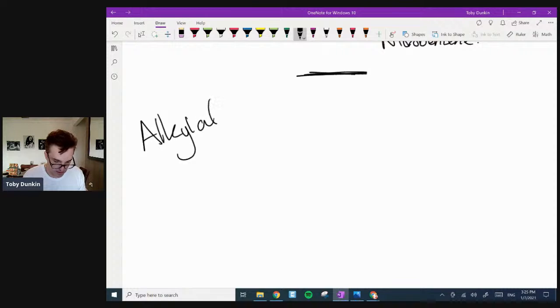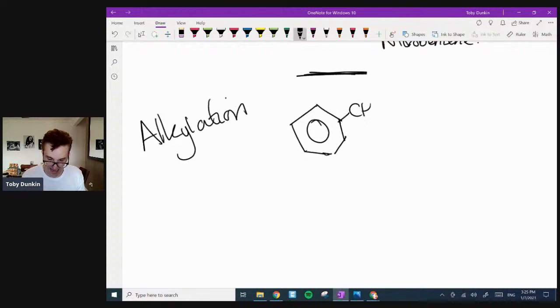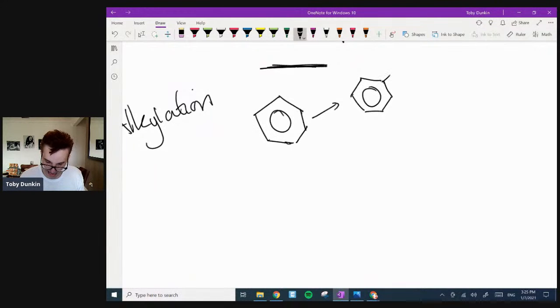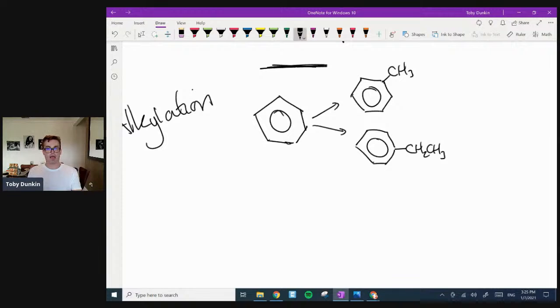Friedel-Crafts alkylation. Now we want to take benzene and add an alkyl branch like ethyl. I'm really not drawing it very well. Let's add a methyl, or I could add an ethyl, a CH2CH3 if I'd like. I can do anything I like.